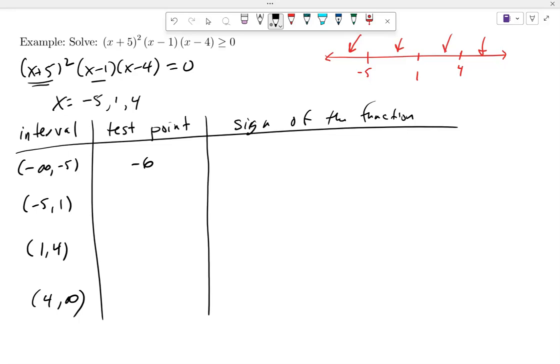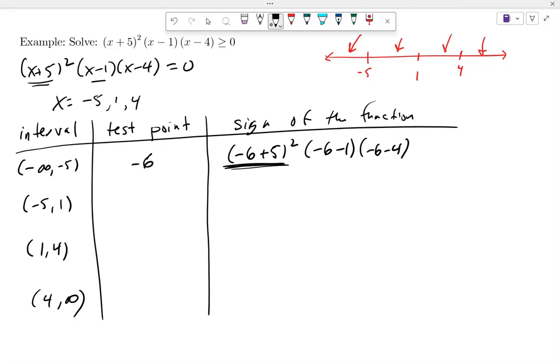Okay. All right. So now we're going to plug the -6 into the function. All we care about is whether it is positive or negative. We don't care about the value. Just is it above the x-axis or below the x-axis? If I plug it in, we'll have -6 plus 5 squared, -6 minus 1, -6 minus 4, right?